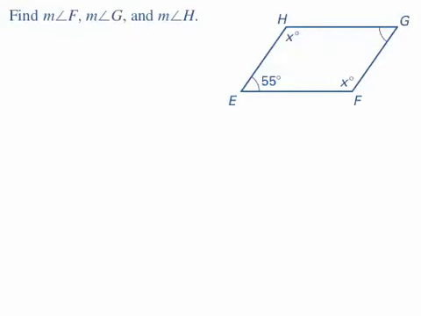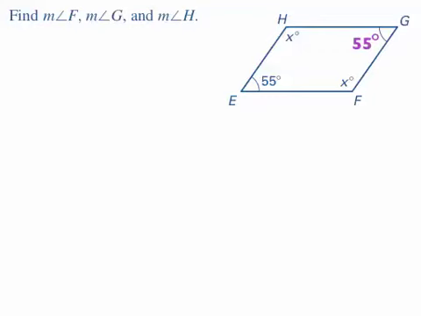This example says find the measure of angle F, the measure of angle G, and the measure of angle H. Notice that they've given us that the measure of angle E is 55 degrees, and they've also told us that angle E and angle G are congruent because they each have one arc in the angle. So because angle E is 55 degrees and angle G is congruent to angle E, we can say that angle G is 55 degrees. Now, we do not know the measure of angle H and the measure of angle F, but we do know that they are also congruent because they are both x degrees.